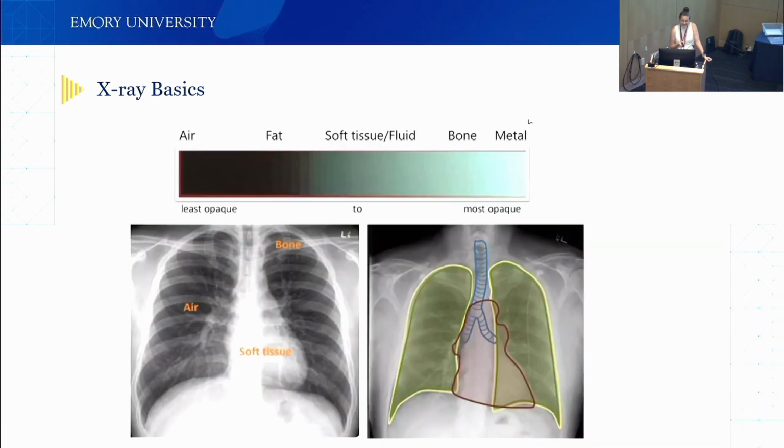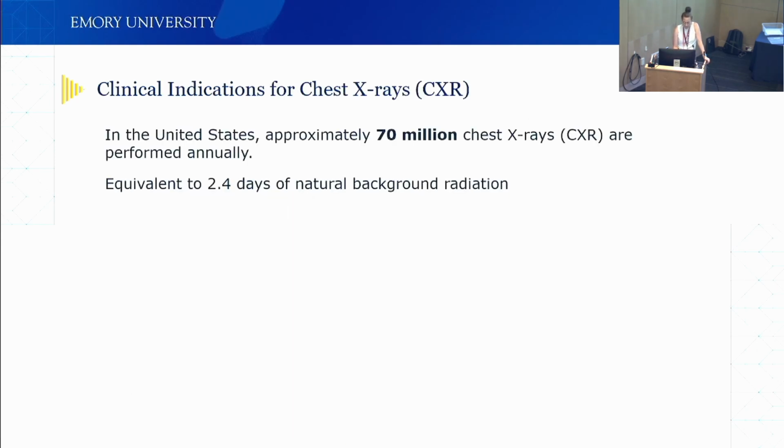So again, this is a chest X-ray for people who have never seen one. You have air, which is really dark, soft tissue, which is grayish, and then bone, which is white. And then the main things on an X-ray, I don't know if you can see the mouse if I move it, yeah, are the lungs in green and yellow. This is your trachea, that's where you breathe through, and then your heart in red. So that's basically the main organs, besides bone and soft tissue, that we look at.